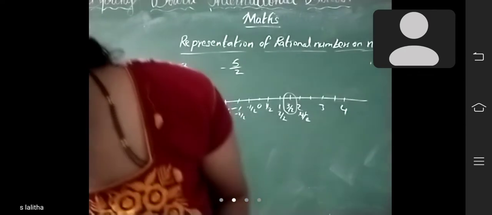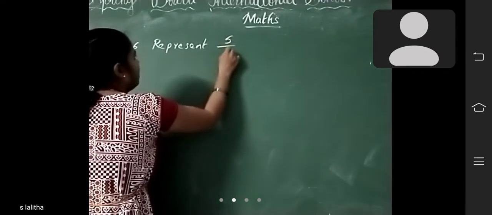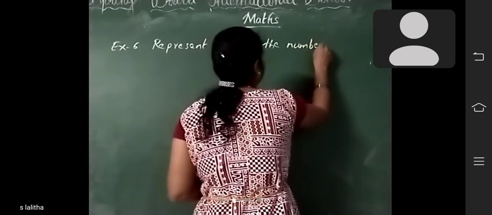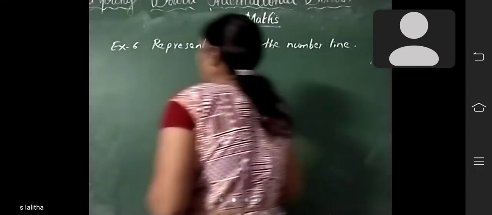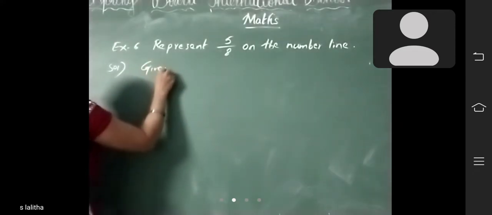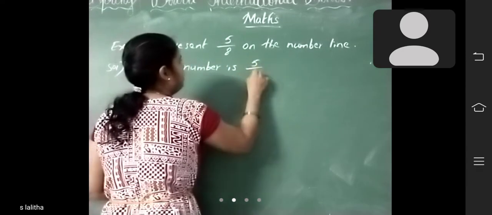Now we are going to the next example, example 6, children. Represent 5 by 8 on the number line. How to represent? What is the given number? The given number is 5 by 8.